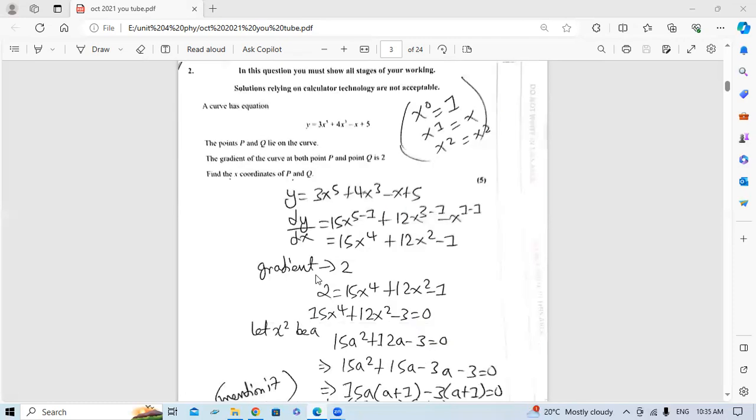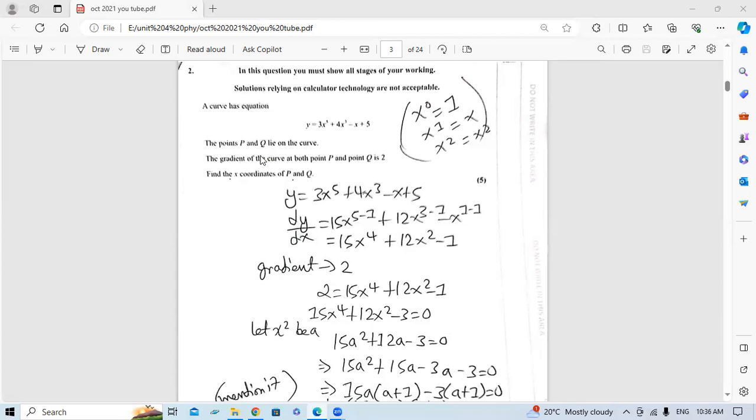So over here, at first we need to copy the question onto our solution part. y equals 3x to the power 5 plus 4x cubed minus x plus 5. When we differentiate it, it will be 15x to the power 5 minus 1 plus 12x to the power 3 minus 1 minus x to the power 1 minus 1, which is 15x to the power 4 plus 12x squared minus 1.